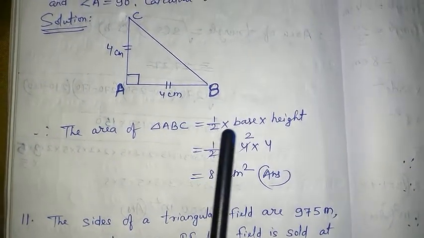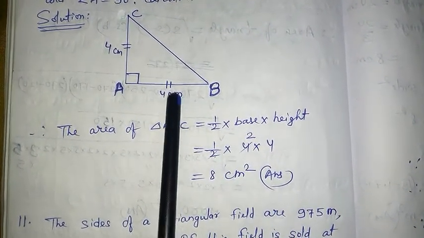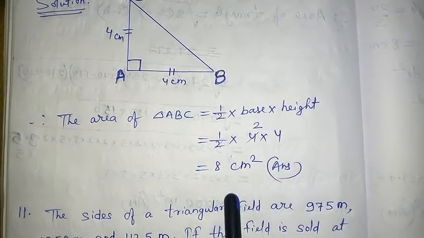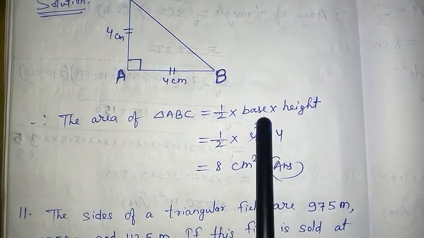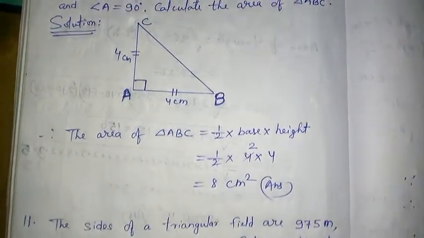The area of triangle will be half into base into height. Half is half, base is 4 and height is 4. 4 into 4, that's why 2 4s are 8, 4 2s are 8. 8 centimeter square will be my answer. So the area has come.